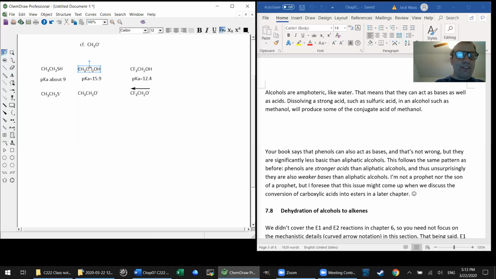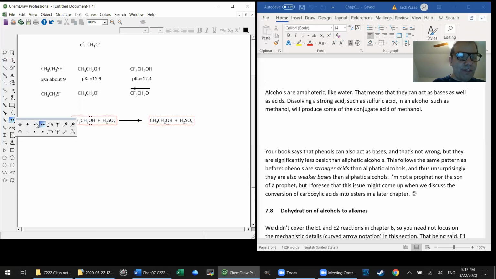So if we took, for example, ethanol again, and we added sulfuric acid, even just a little bit of sulfuric acid, what we would find is, to whatever degree we add sulfuric acid, all of that sulfuric acid will dissolve in the ethanol and will protonate the ethanol molecule.